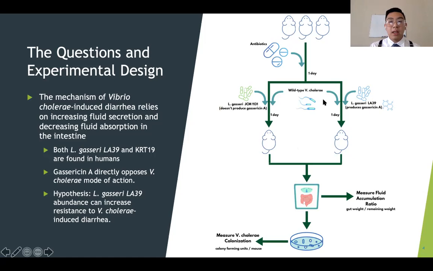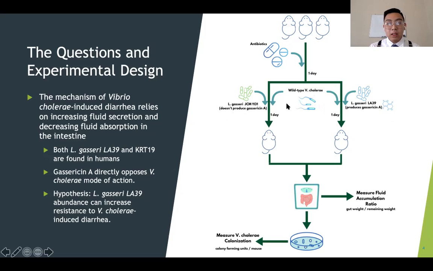To test this, we created a mouse model where we start off with a cohort of mice and give them antibiotics to remove the natural microbiome of mice. And then we would split them up into two experimental groups. First, we would give JCM1131 and wild type Vibrio cholera, and also LA39 and wild type Vibrio cholera. The main difference between these two is that although they are both lactobacillus strains, LA39 will produce gassericin A, but JCM1131 does not produce it.